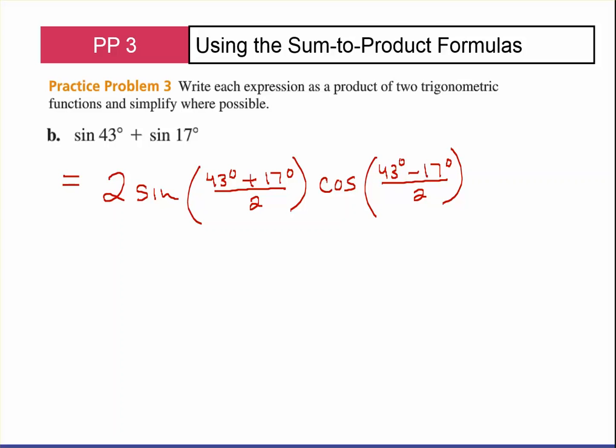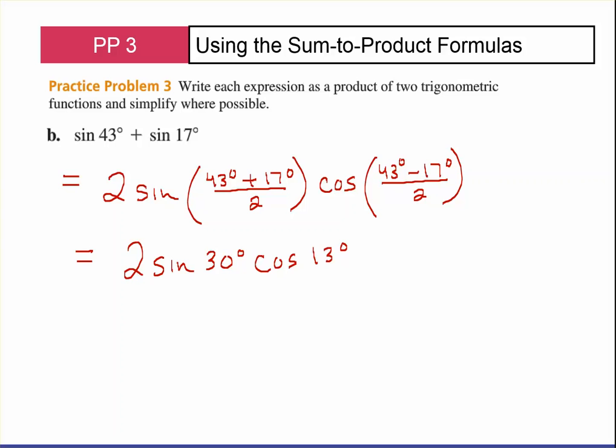All right, so 43 plus 17 is going to be 60. 60 divided by 2 is 30, so it's 2 sine of 30 degrees. 43 subtract 17, I think that's 26, and 26 divided by 2 will be 13 degrees. All right, I don't know what cosine of 13 degrees is. That's not something I know, but I do know sine of 30 degrees.